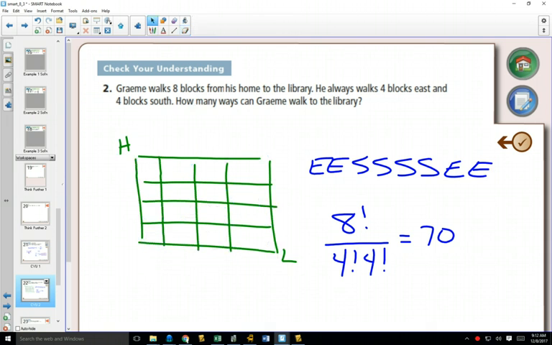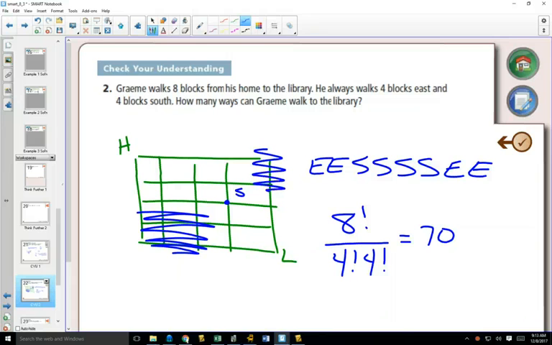more complicated if you add, on his way to the library, Graham always walks past Sally's house. Oh no. How many ways does he walk to the library now? It's always by Sally's, but how many pathways could he go to Sally's? So now he's never going to go in this area. Can you see that? And he's never going to go to these intersections because then he'd have to backtrack.